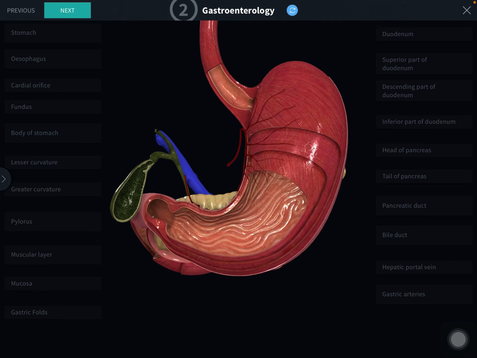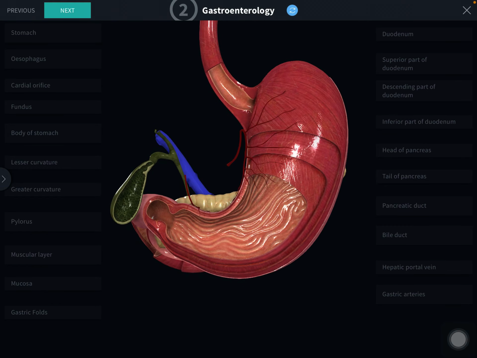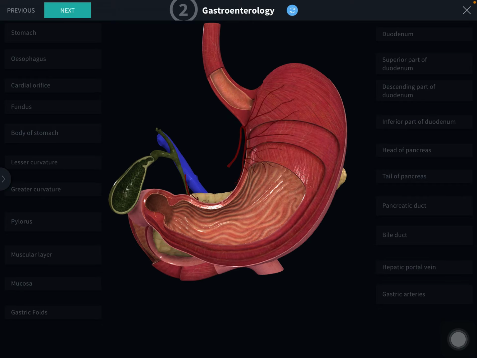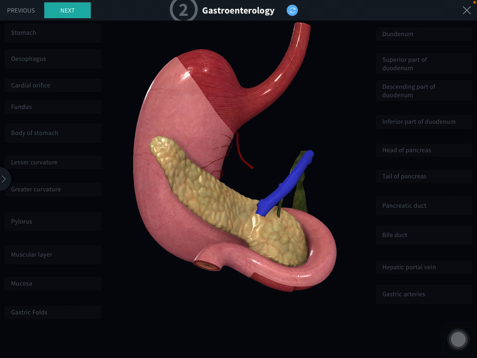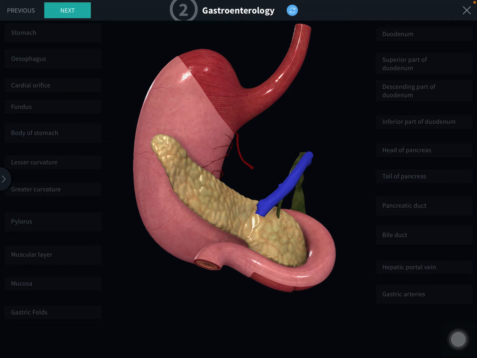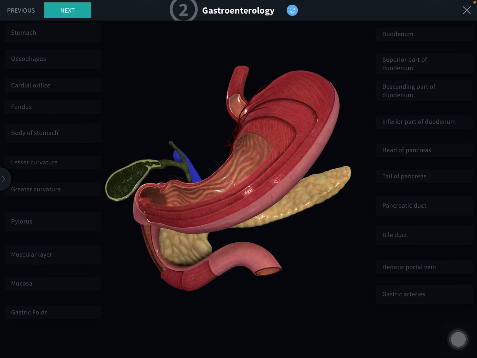It has two surfaces: anterosuperior. So this is the anterosuperior surface. It is not exactly anterior, it is anterosuperior in the anatomical position. And this is the postero-inferior surface, which is related to the stomach bed. That is the postero-inferior surface.